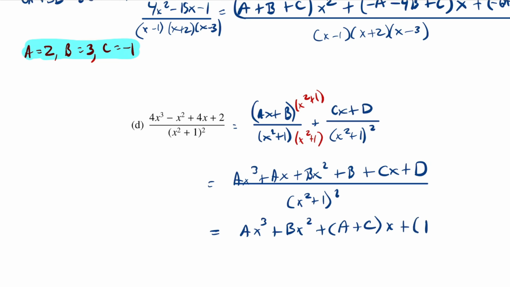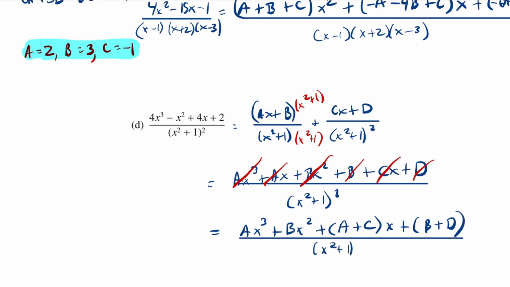All right, and now we write the equation. So A must equal 4. That's nice. We don't really have to do much solving there. B is going to equal negative 1. A plus C will equal 4. And the last one is B plus D will equal 2.